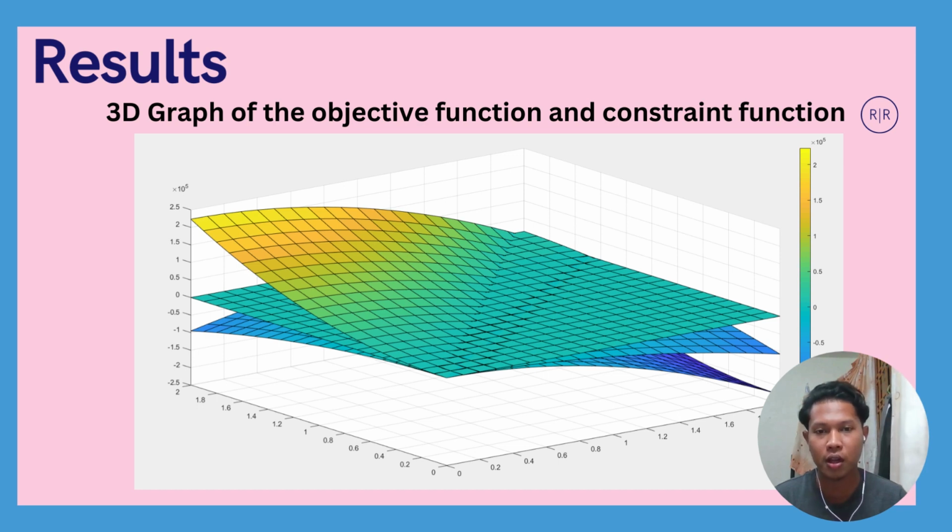Okay, for the result, we have a 3D graph of objective function and the constraint function. The purpose of this graph is to visualize the objective function and constraints in order to identify the feasible and infeasible regions of the problem. Feasible regions are those that satisfy all the constraints, while infeasible regions violate one or more constraints.